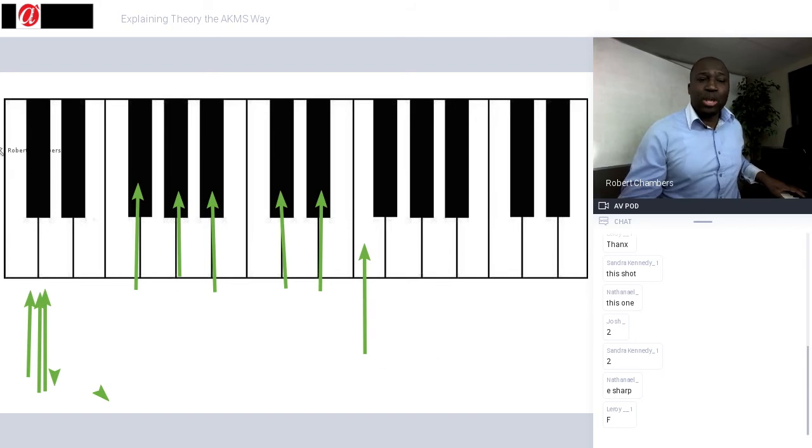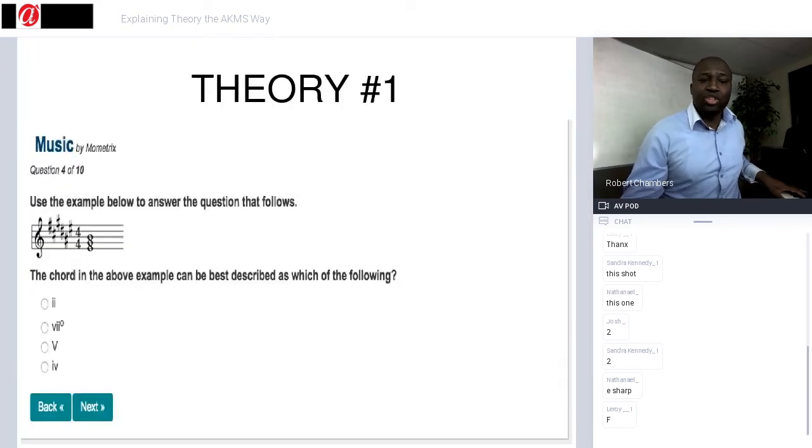All right, so the question was, use the example below to answer the question: which one of these chords best describes that? So the first thing we have to do is identify what these notes are. As you can see, with Every Good Boy Deserves Fudge, the first line is what they would call their E sharp, which I prefer to call an F. Then the second line is a G, and obviously it has to be a G sharp.